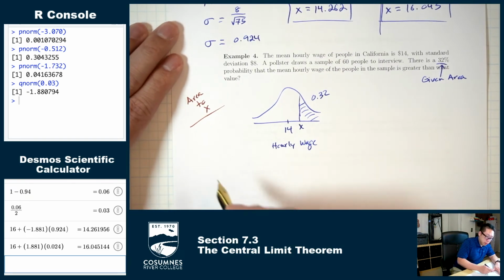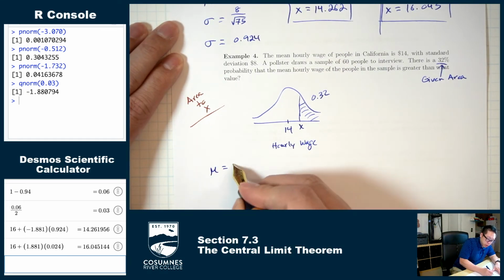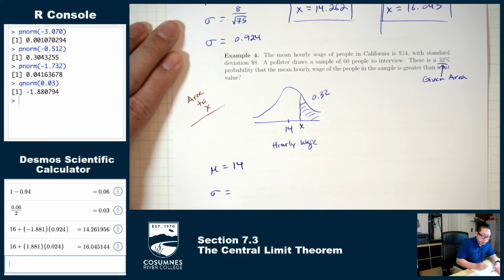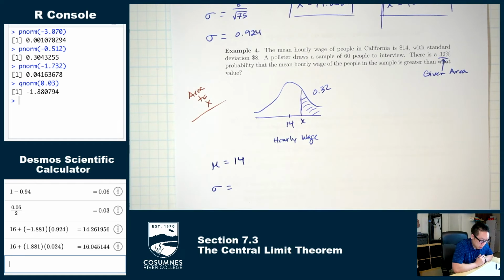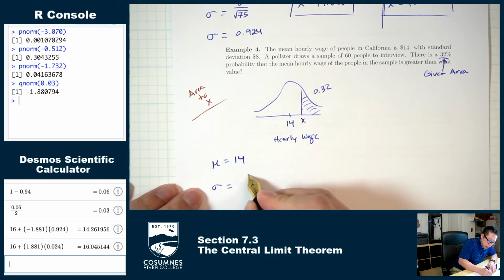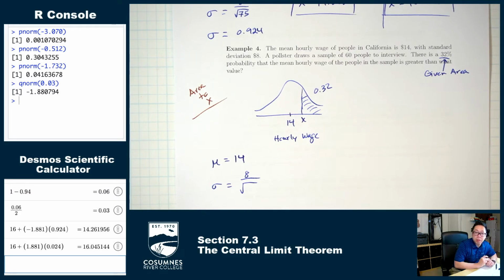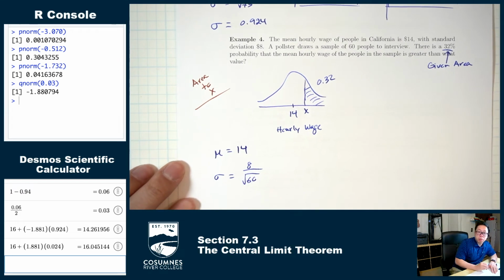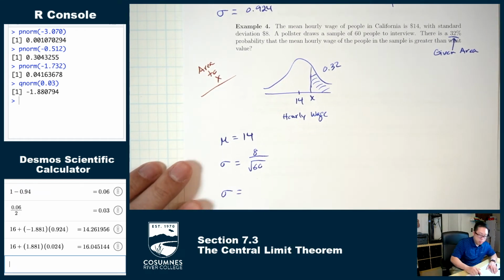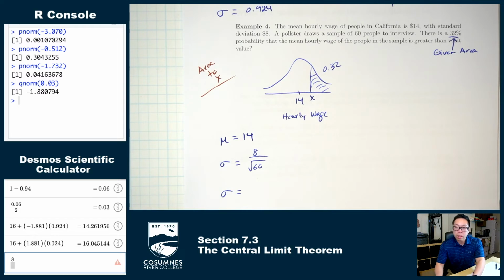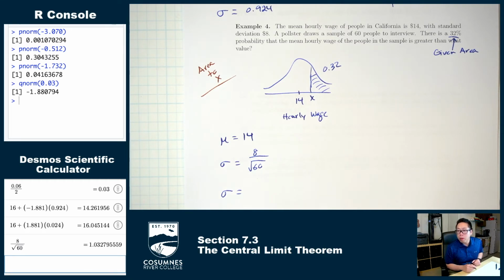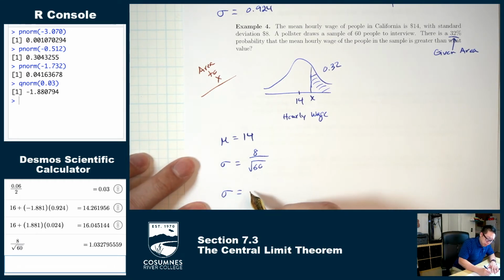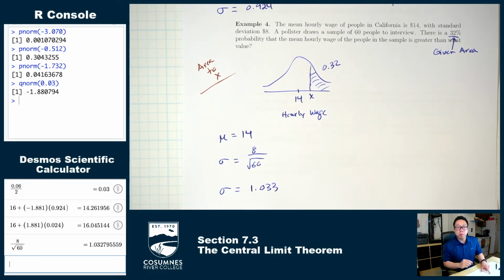Next up, let's write down my mean. My mean is 14. And let's write down my standard deviation. Standard deviation is going to be 8 divided by square root of my sample size. So how many people are we talking about here? 60 people. So 8 divided by square root of 60. So my standard deviation is going to be 8 on top, square root of 60 on the bottom, 1.033. Okay, that's rounded to 3 decimal places.